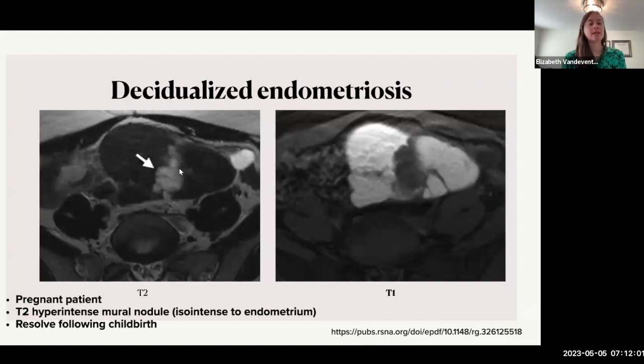And then they have this irregular nodule that demonstrates some T2 hyperintensity, and it's T1 hypointense. This is a scary finding. It can be a scary finding in these patients because this is also what we would expect to see if this patient had a malignancy. There's a nodule, and they typically do demonstrate enhancement. So it's important that these patients are followed, and this will typically resolve following childbirth, and that's how you kind of know that it's decidualized endometriosis and not malignancy that's developing.